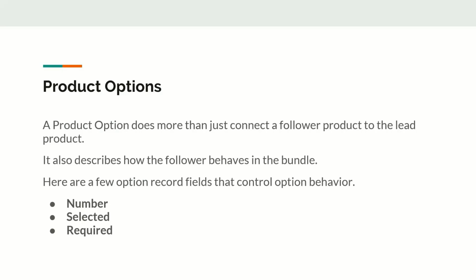There are a few option record fields that control option behavior. In this video, majorly we will be talking about the number field, then the selected field and the required field. What is their significance on a particular product option? Required and selected are checkbox fields, while number is a number field where you will specify the number.